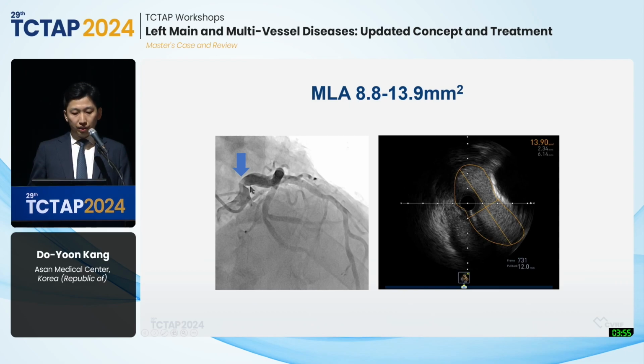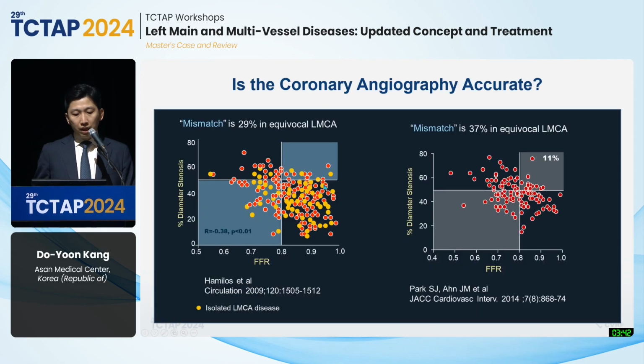And in this region, there's some angulation. However, the minimal lumen area was large enough, from 8 to 13, that made the non-significant lesion significance. Then, is the coronary angiography accurate?